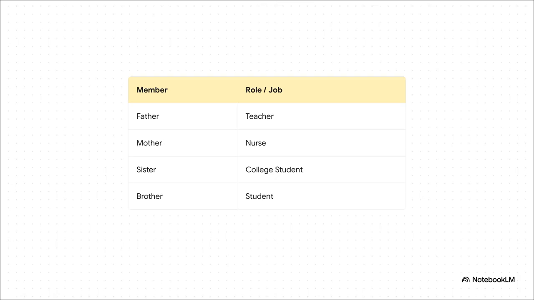What's so cool about this is how quickly these roles build a world outside the home. The father is a teacher, the mother's a nurse, the siblings are students. See, these aren't just jobs, they kind of hint at the family's values, right? Things like education, caring for others. And it gives each character a life and a purpose beyond just being dad or sister.